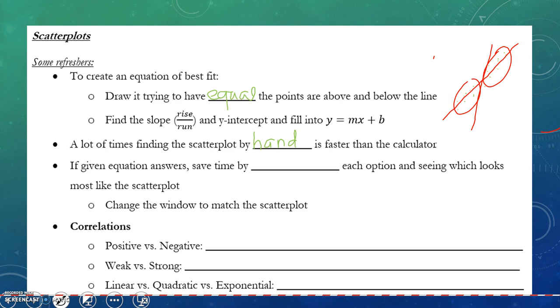If given equation answers, you can also save time by graphing each option and seeing which looks the most like the scatter plot. And when you do that, you'd want to change the window to match the scatter plot. So if the scatter plot has the x-axis going from 0 to 50, you would change the window to go from 0 to 50. And I'll show you how to do that in one of the problems.